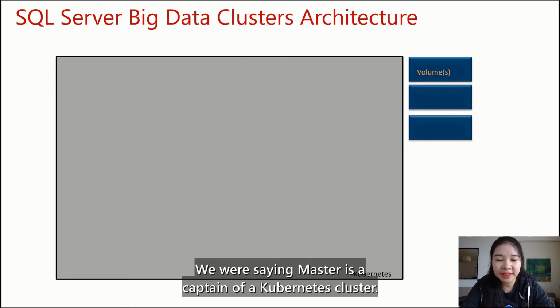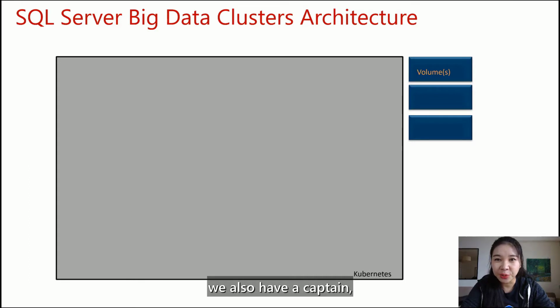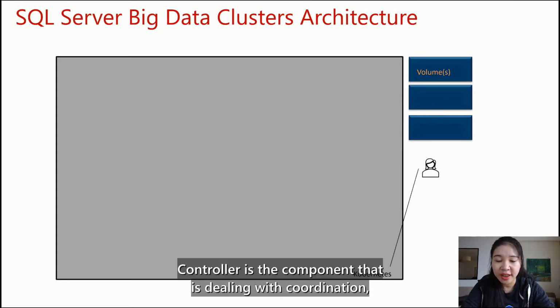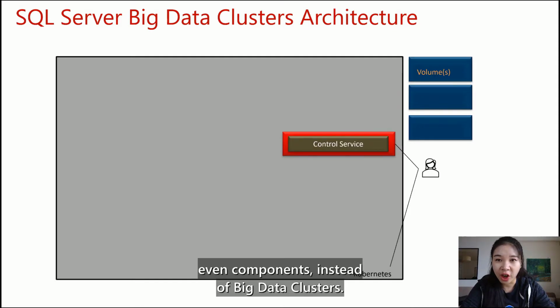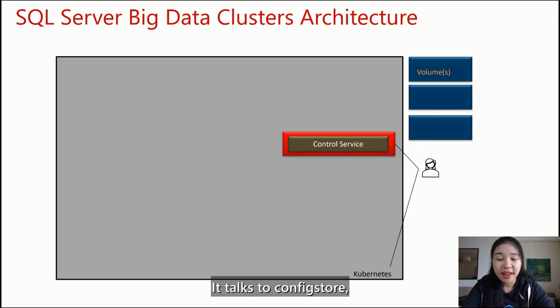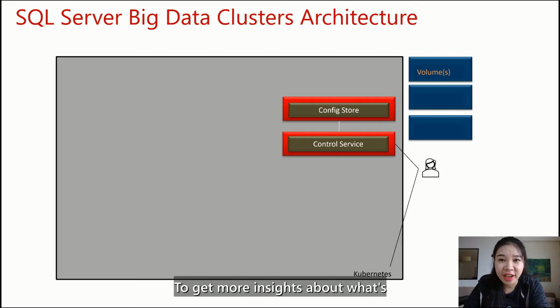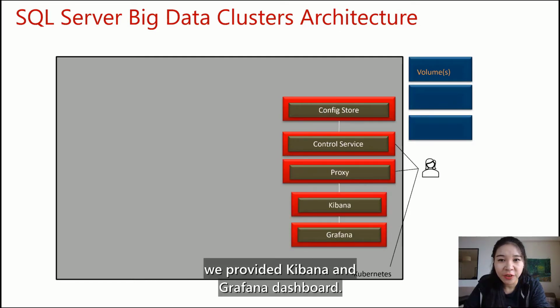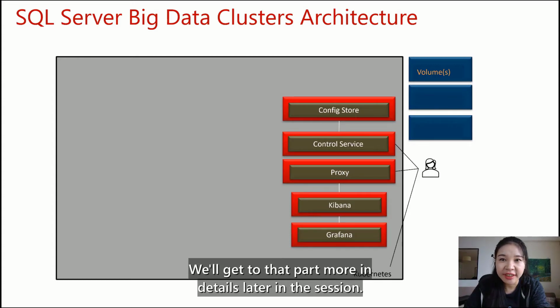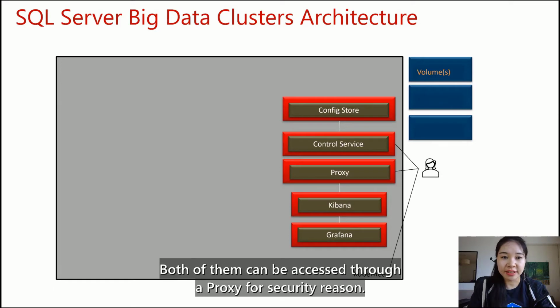We said the master is the captain of a Kubernetes cluster. When it comes to a big data cluster, we also have a captain, which is our controller. Controller is the component dealing with the coordination of the different components inside the big data cluster. It talks to config store, which is a component that stores the metadata of the big data cluster. To get more insights about what's going on inside your big data cluster, we provide Kibana, a graphical dashboard. We'll get to that part in more detail later in the session. Both of them can be accessed through a proxy for security reasons.